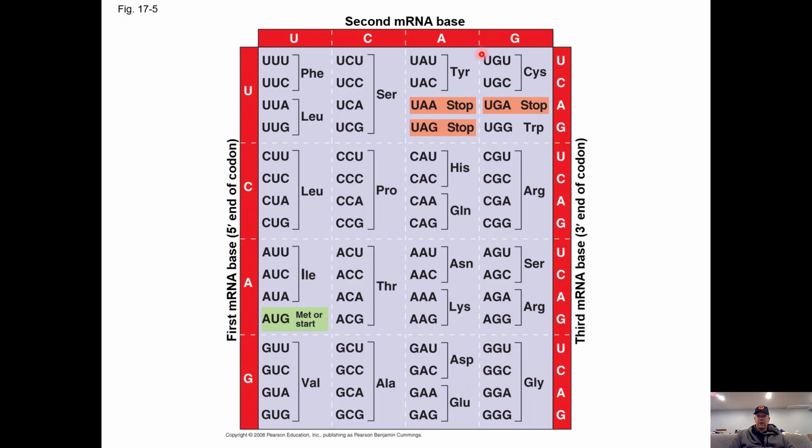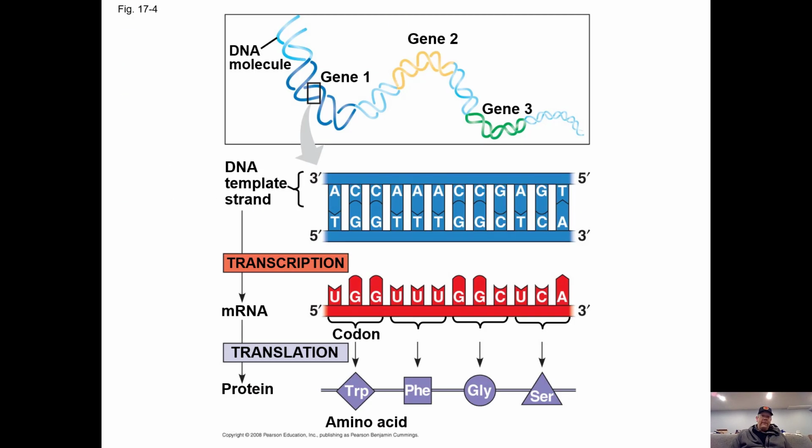See, the second base is G, right? So GG, C, or glycine. And so on, until we get to a stop codon, and then translation would stop. So that's how you read the codon chart, which is an important skill to have.